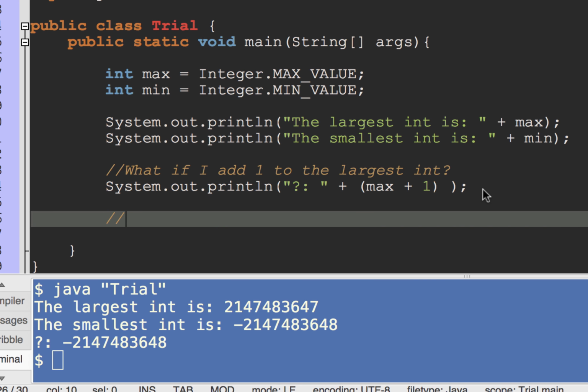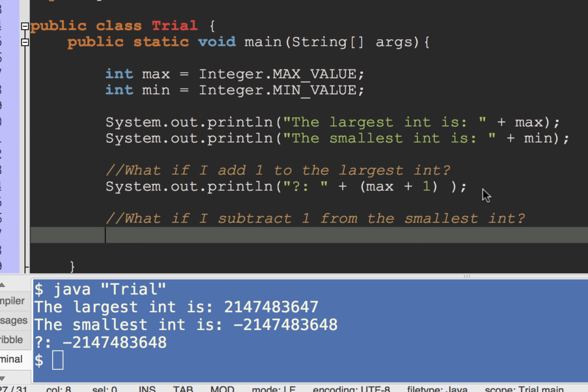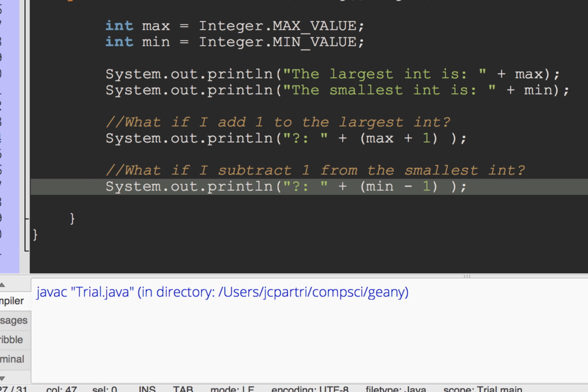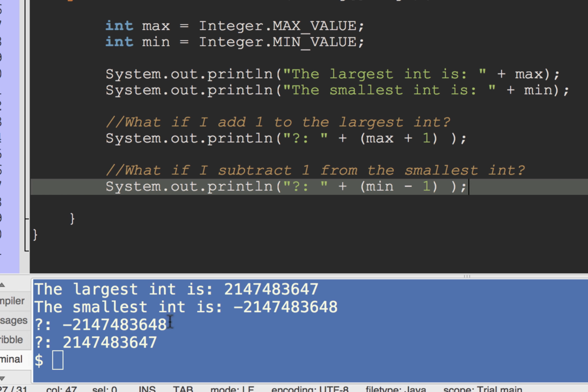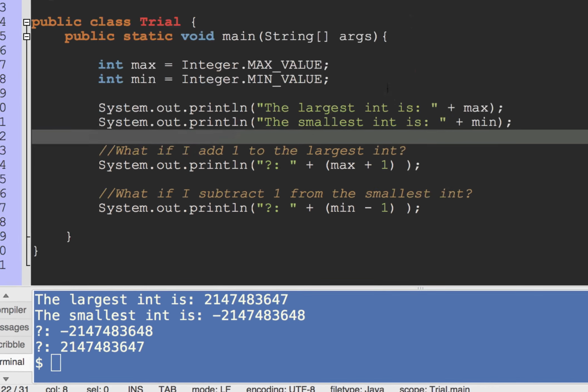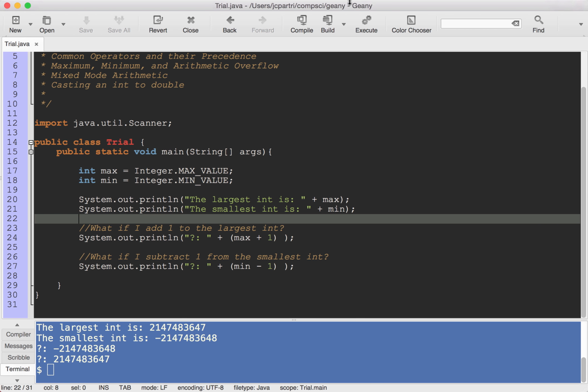Okay. Well, what if I subtract 1 from the smallest int? What do you think is going to happen? Min minus 1. All right, let's see what happens. Here we go. It cycled again, but this time it went from the smallest possible number to the largest possible number. And so that's what's going to happen with your arithmetic overflow. It's going to cycle. So be prepared for that. That could happen with you when you're making a program.